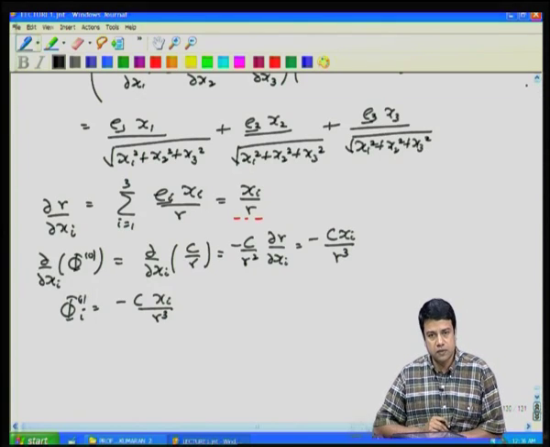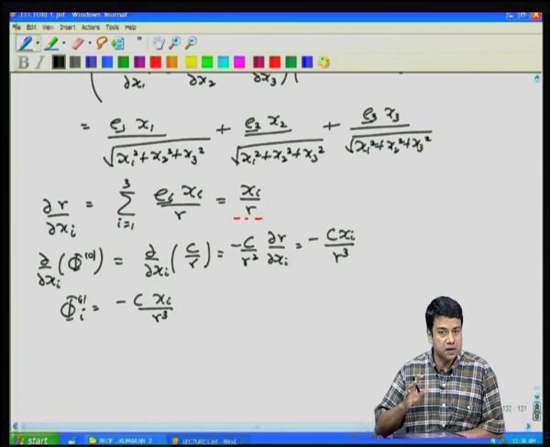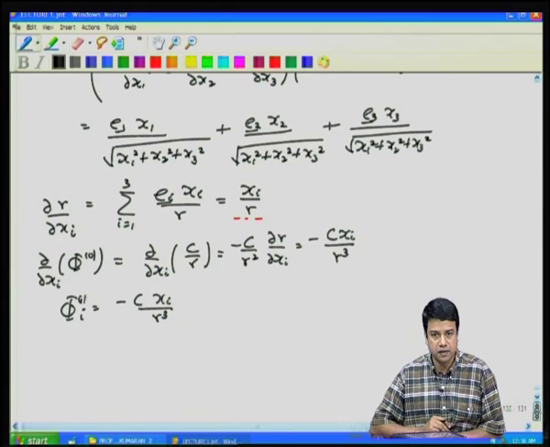So, this vector solution contains in it 3 components, x1 by r cubed, x2 by r cubed, x3 by r cubed. But rather than considering 3 different components separately, I have just assembled them into a vector. So, this is a vector solution of the equation.